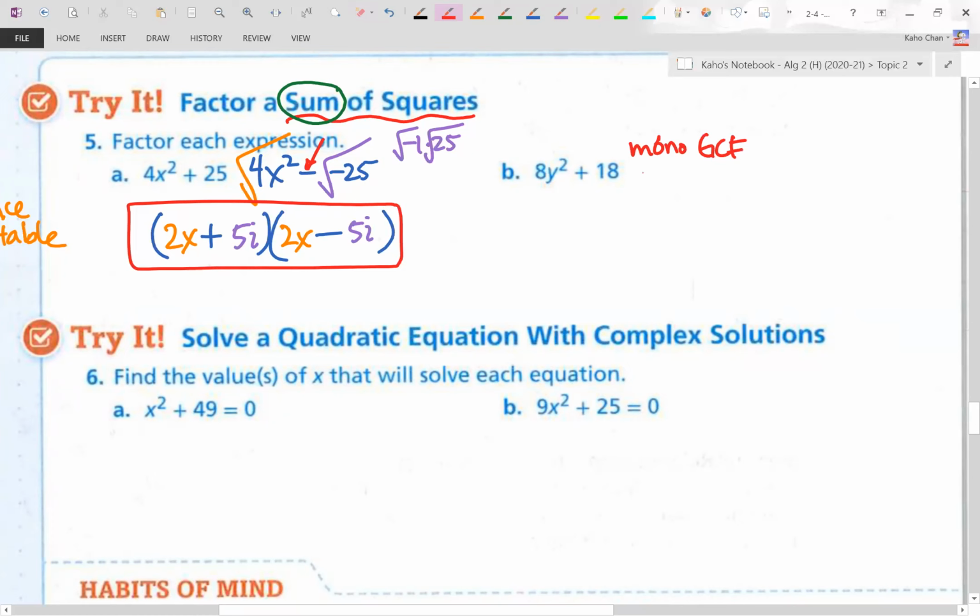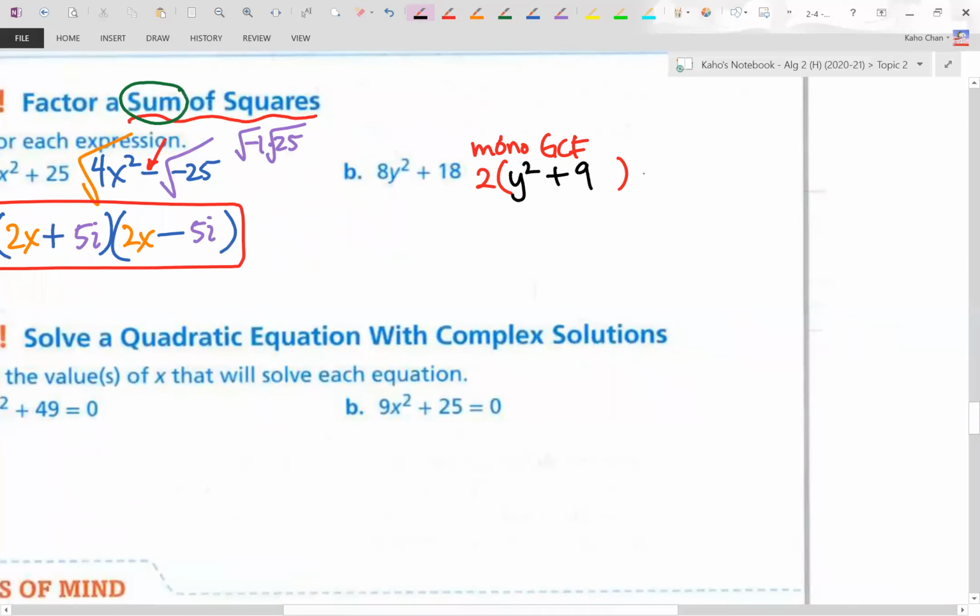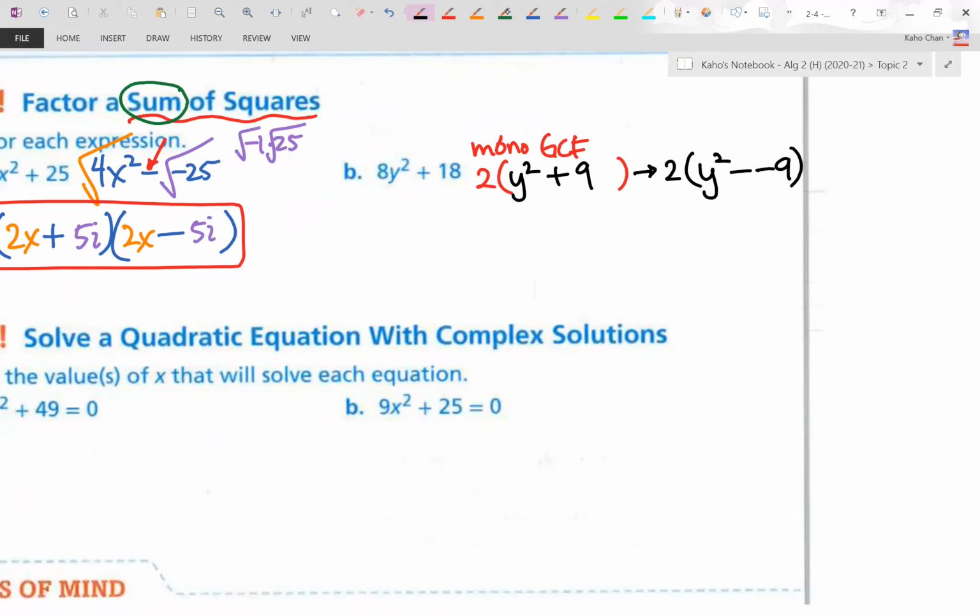In this case, the number 2 is the greatest common factor, leaving you with y squared plus 9. Let's rewrite that as y squared minus negative 9. There's a minus sign. These are square rootable. And let's create a plus and minus here, the product of a sum and difference.